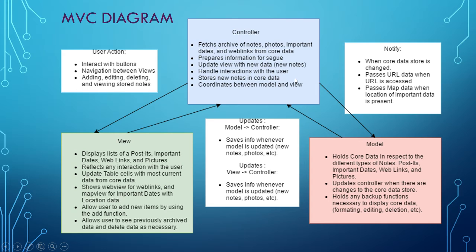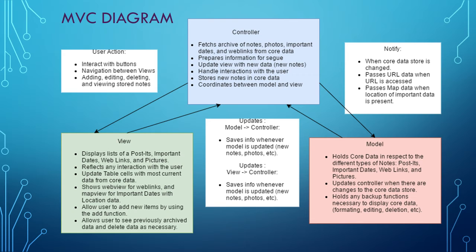You then look at the controller. The controller always interacts between the view and the model, thus MVC architecture. So the controller fetched any archives of notes, whether it be photos, post-it notes, important dates, or web links from core data, and it prepares all the information for segues between the different views. It also updates any of the views with any new information put into the model by the user, and it stores new notes in core data. And like I said, it coordinates between the model and the view.